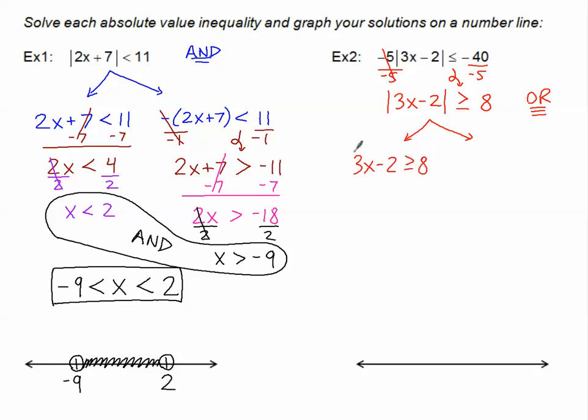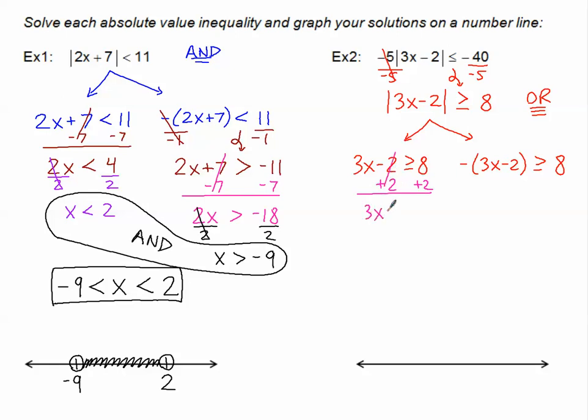Nothing changes there except the absolute value bars go off. And the next one is the opposite: 3x minus 2 is greater than or equal to 8. So that's how we split up our two inequalities for an OR statement. Same way all three times. Equations, less thans, greater thans, always the same way. So let's solve each one of these inequalities now.